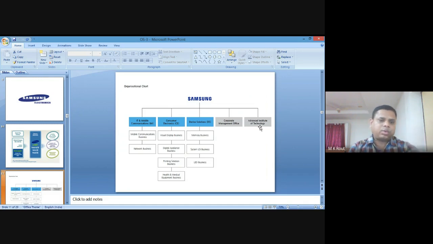So if you go to the organizational structure, IT and mobile communication directly focuses on the mobile communication business, and nowadays even the network business. But in consumer electronics, there is the visual display business like LCDs, LEDs, or any kind of tab, or small displays for CCTV surveillance. They are directly focused on the digital appliance business. The next part is the printing solution business, and the last one is the health and medical equipment business.